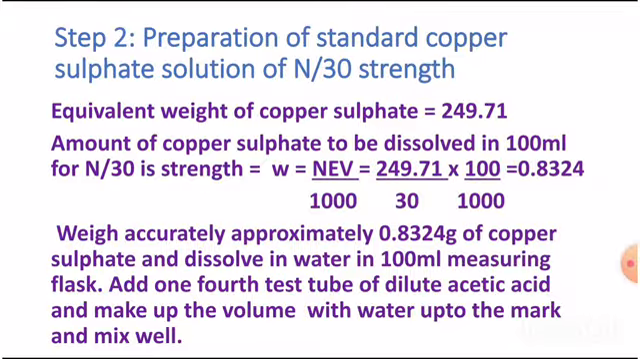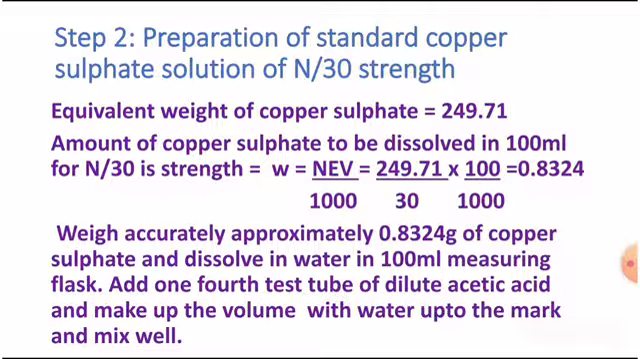Second step is preparation of standard copper sulfate solution of N by 30 strength. We know that the equivalent weight of copper sulfate is 249.71. Amount of copper sulfate to be dissolved in 100 ml for N by 30 strength, so we use the formula W is equal to NEV upon 1000. Input all the values in the formula and we get 0.8324 gram of copper sulfate.